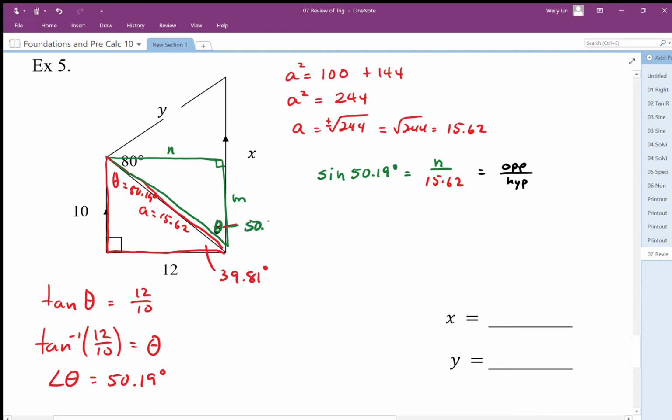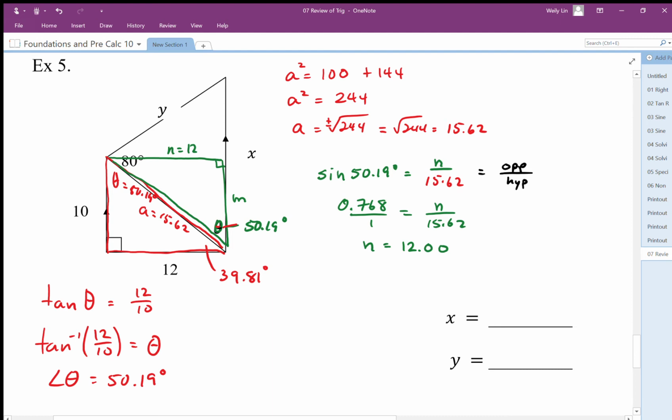So the 50.19 degrees is actually going to be that length. So I've got to convert that 50.19 into a ratio. So I'm going to use a sine ratio. So I'm going to end up with 0.768 to 1 is equal to my n to 15.62. I can solve for n algebraically, so I'm going to multiply both sides by 15.62, and I end up with, it looks like 11.9996, so I'm just going to round that to 12.00. Okay, so this length is 12.00.